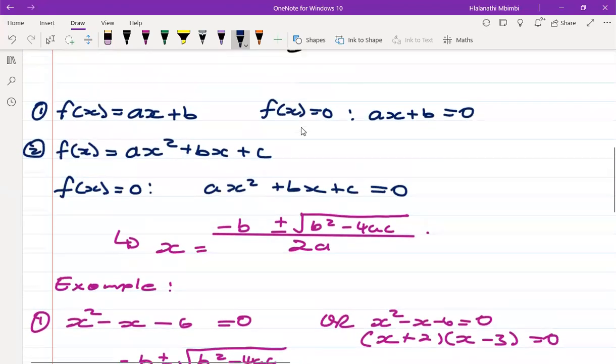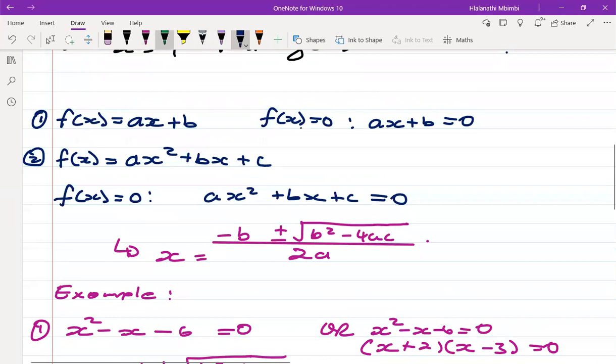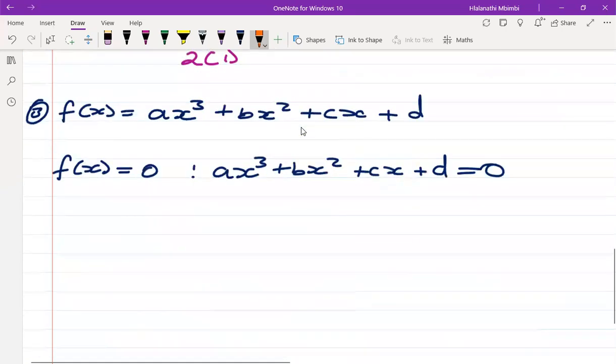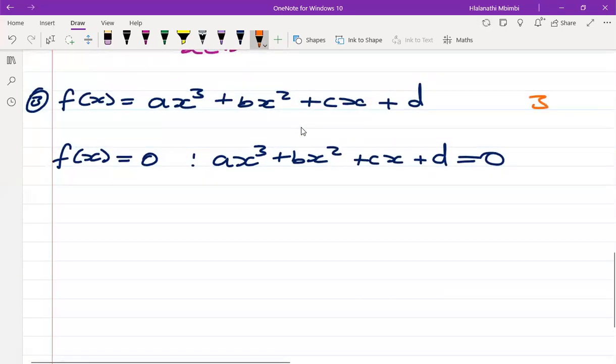Maybe for something that I might not have mentioned before: if you have a linear function, the number of values of x that you have is 1. If you have a quadratic, your solutions must be 2. And if you have a cubic, your solutions must be 3. So you must have 3 values of x.